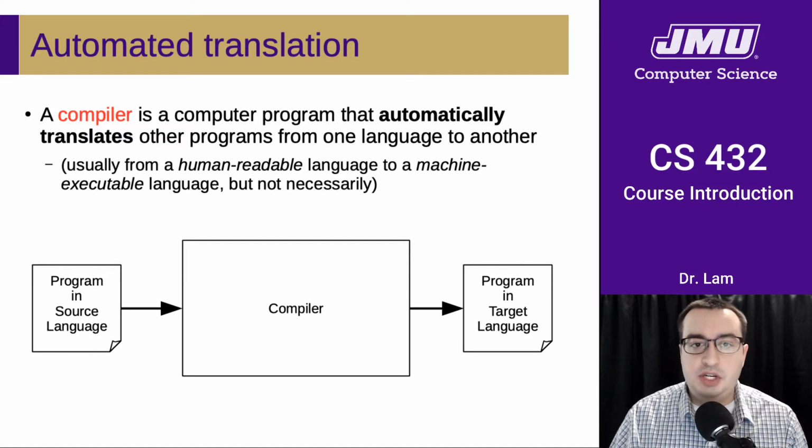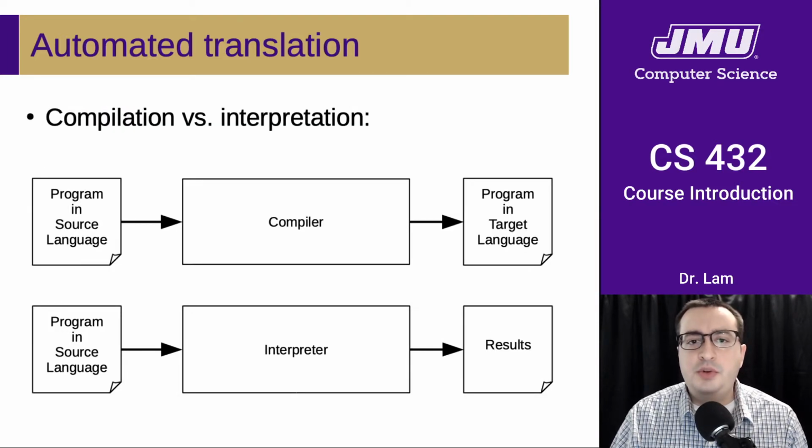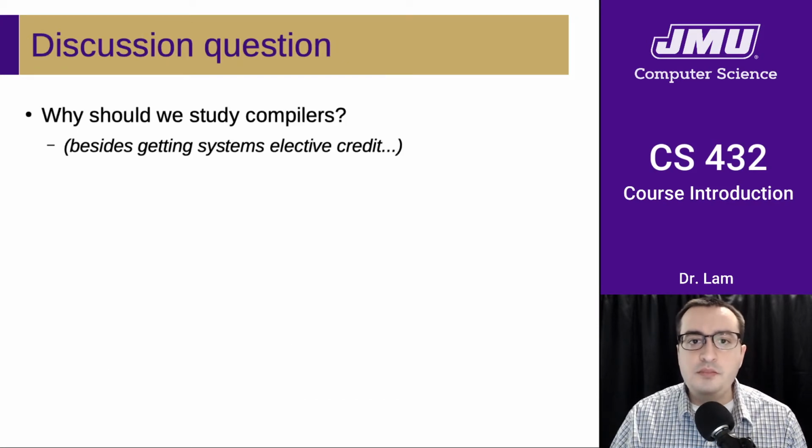Usually the translation is happening from a human-readable language to a machine-executable language, but that's not necessarily the case. It's just the case that there has to be some sort of automatic translation happening. And this is opposed to an interpreter, right? So in 261, we study the difference between a compiler and an interpreter. So the compiler produces a program as output, whereas an interpreter runs the program and produces the results of the program as the output.